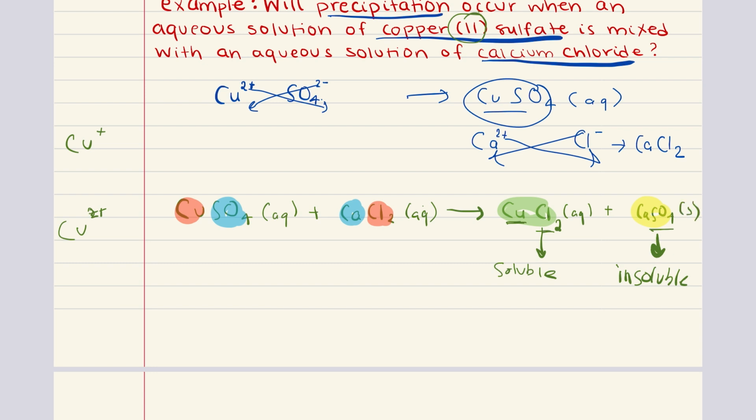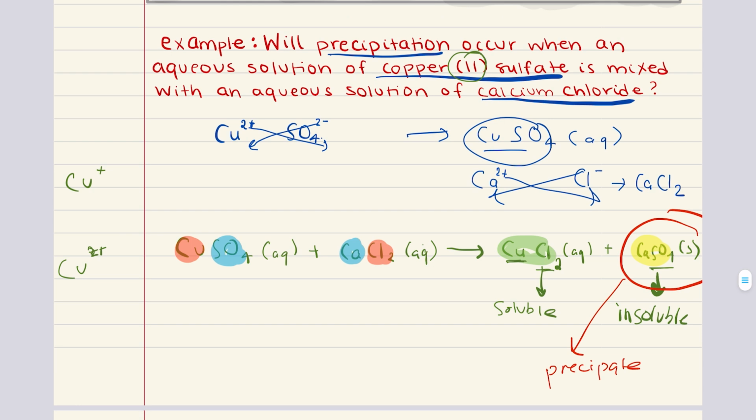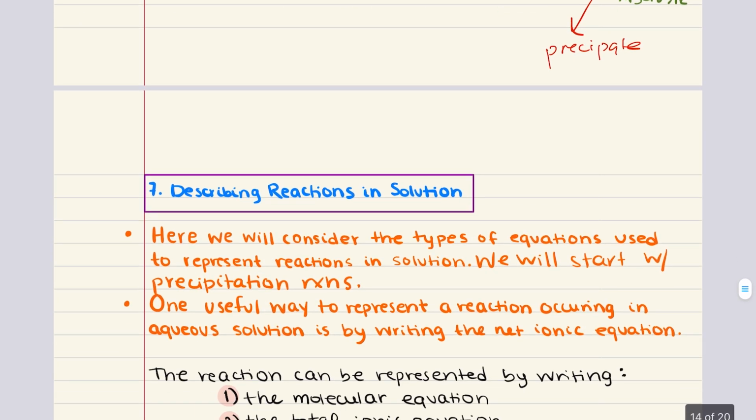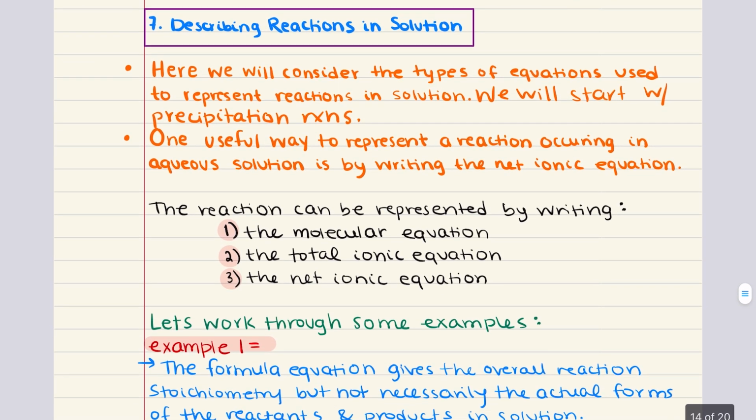So now we move into Rule 5. If one of the products is insoluble, then that solid will precipitate out. This calcium sulfate is going to precipitate out. We have a precipitation reaction. A precipitation reaction will indeed occur. All right, and that's that example. Let's go ahead now and move into Objective 7, describing reactions in solution.